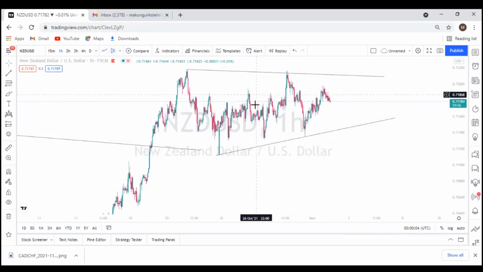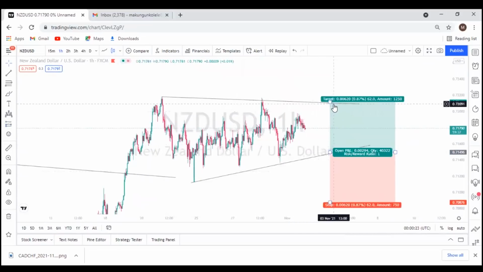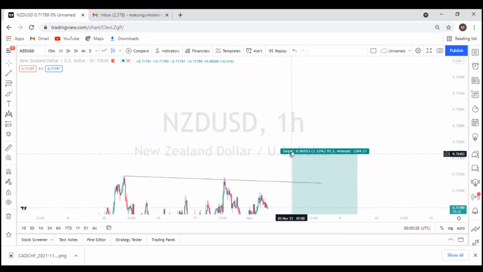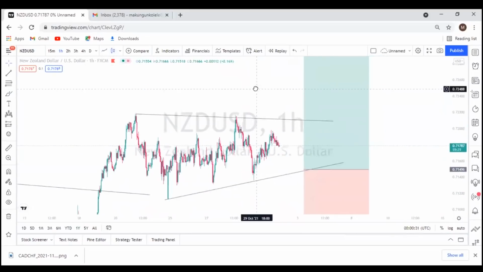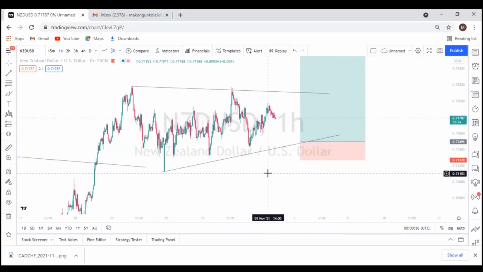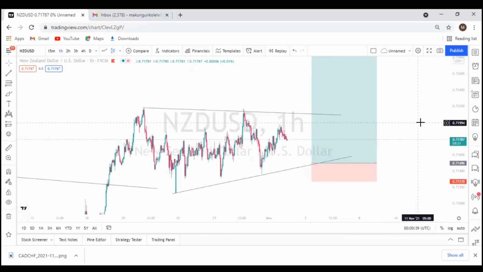But going back to the candlestick, right now we are just waiting for the market to push down a few pips to our support, so we can go long for this one. So that is what we are waiting on with New Zealand against America, right? So that is NZD USD.